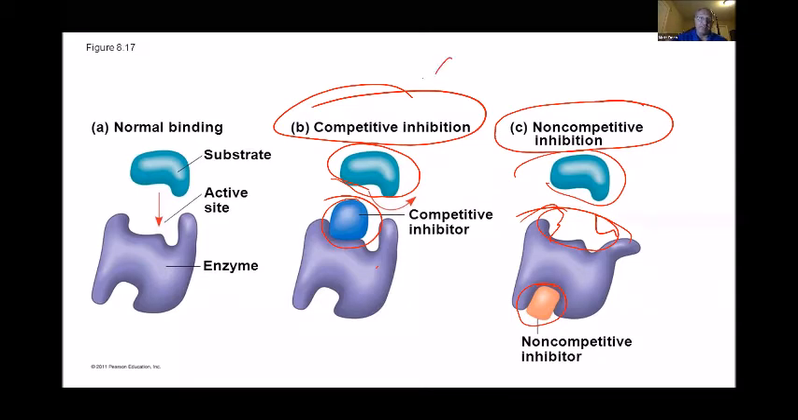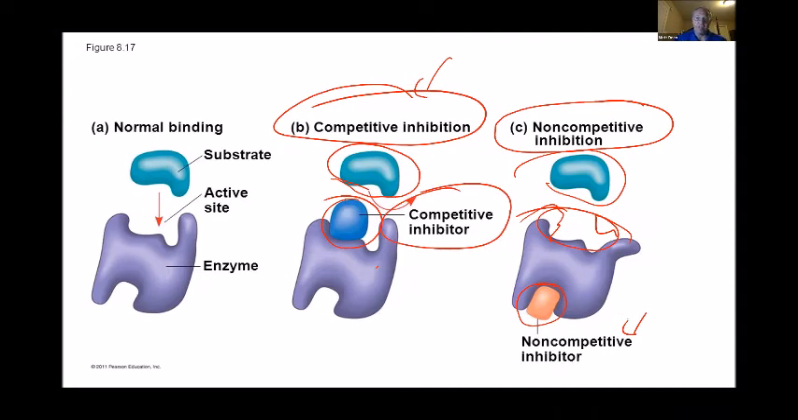Regardless, it doesn't matter if it's a competitive or a non-competitive inhibitor. Inhibitor means to stop. So inhibitors are substances that attach to an enzyme and cause it not to work. If the substance attaches to the active site, it's a competitive inhibitor. If it attaches somewhere else, it's non-competitive.